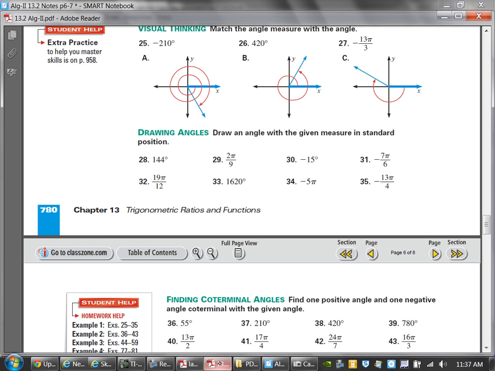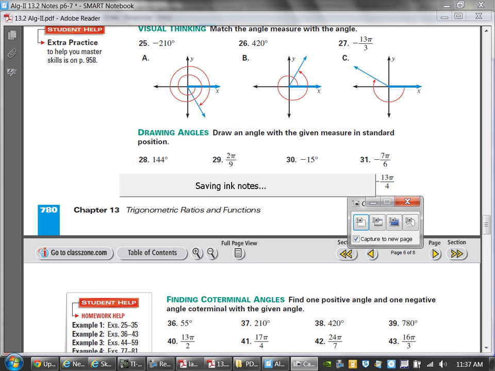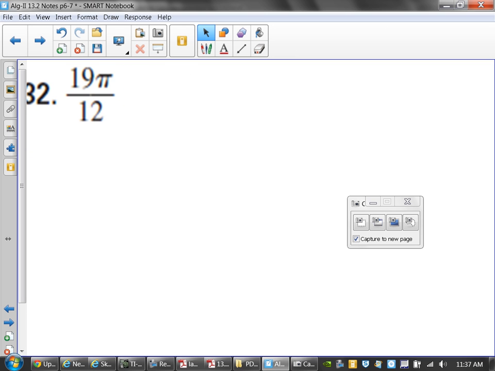Let's try another one. 19 pi over 12. I want to graph that. Quadrant 3. It's more than 1, but is it more than 1 and a half? Well, let's check. 12 goes into 19 how many times? Once, and how many are left over? 7. What quadrant would that be? Fourth quadrant. See how this is more than a half?